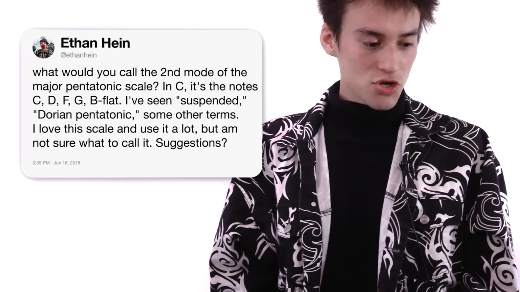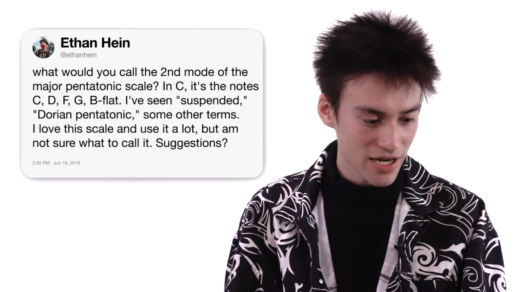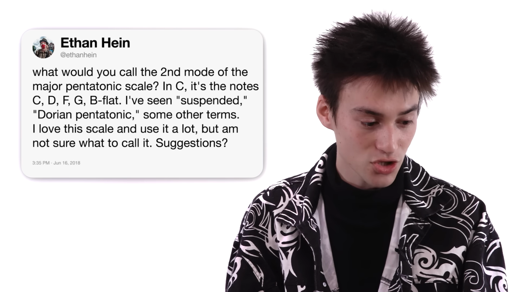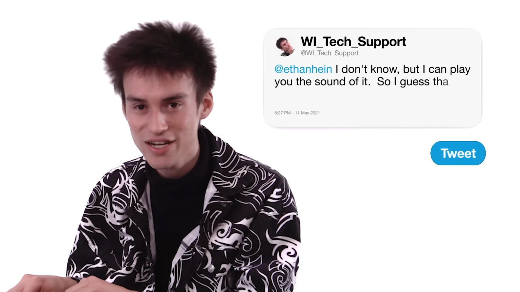Here's an excellent question from Ethan Hein. Ethan, what's up? The question reads as follows. What would you call the second mode of the major pentatonic scale in C? It's the notes C, D, F, G, and B flat. I've seen suspended, Dorian pentatonic, and some other terms. I love this scale and I use it a lot, but I'm not sure what to call it. Suggestions? Well, this is the sound of it. So I guess that's what it's called, really.